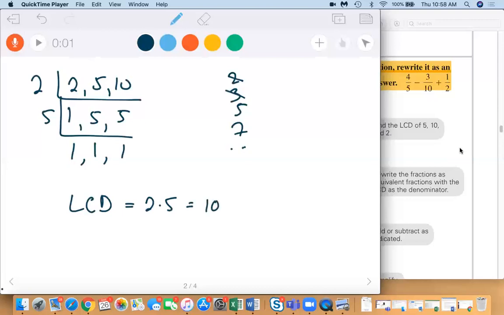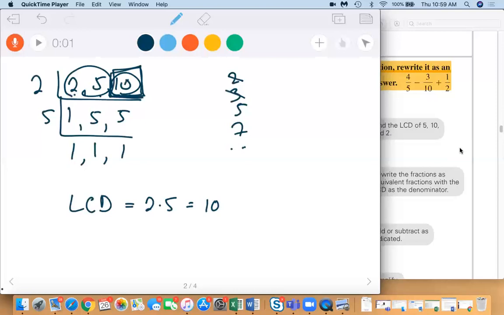Now, here's another trick. When I look at this, I can see that these both multiply to get that third. So 2 and 5 multiply to get 10. When these two multiply to get this one, we can tell right off the bat that that's going to be our lowest common denominator. But if you can't remember that, it's not the end of the world. You can do this division method and it'll be real quick. And this is another reason why this is quicker than some of the other methods.